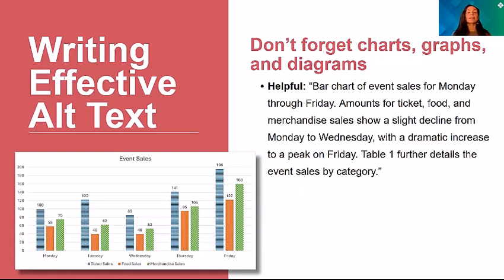So we're trying to recognize what is our goal. Then here's another one though, that if we're thinking about what is our purpose, it starts out the same way. Bar chart of event sales from Monday through Friday, amounts for tickets, food, and merchandise. But now what we're talking about is just the trend that we see. There was a general decline, a slight decline from Monday to Wednesday, but then over the weekend or leading into the weekend on Thursday and Friday, we see a dramatic increase. Then maybe we're just describing the trends that we see in the data.